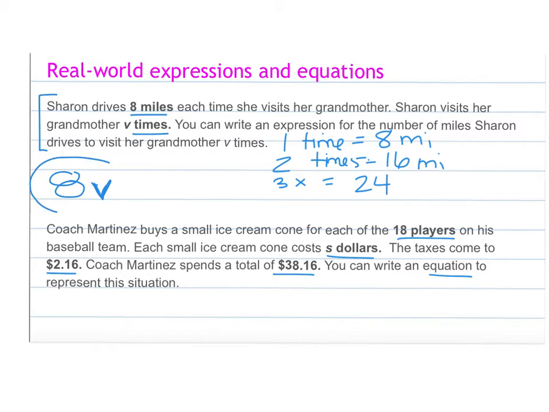So notice up here we did 8V, and this is an expression because V can change based on how many times she visits her grandma. So this doesn't equal anything. If it told me how many times she visited her grandma if she traveled 56 miles, then we would know there's a solution for V. But it's just asking what's the expression, what can I plug in for V for however many times she goes. Here we have an equation and we only have one value for S.